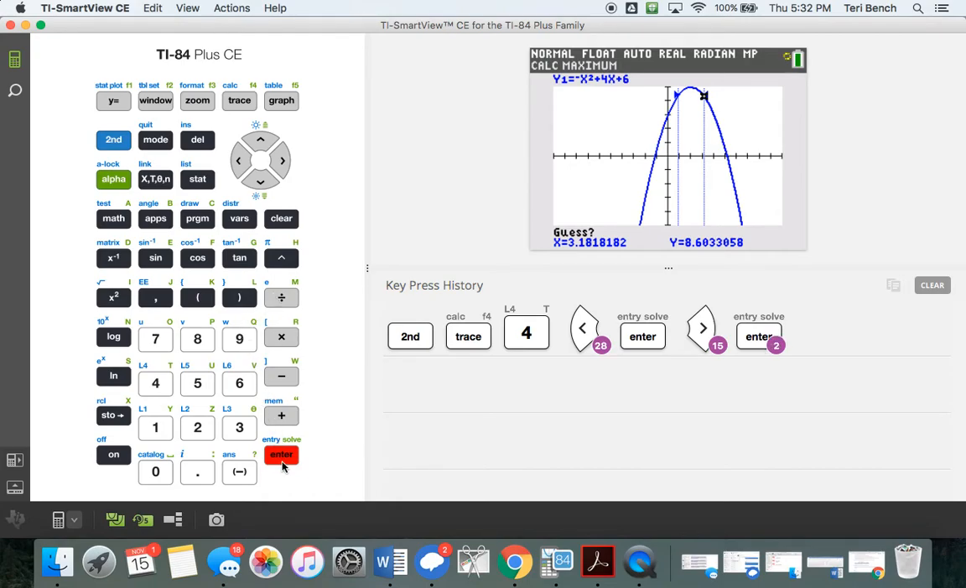And so we're going to guess that, and it's going to tell us the maximum is x is basically 2 and y is 10. Depending on how close or how far your boundaries are to this vertex, it might say something like 2.0005 and 10. It'll be pretty close. So 2 and 10. You could always plug in 2 for x in your equation and see if you get 10 to make sure, but that will be your vertex.